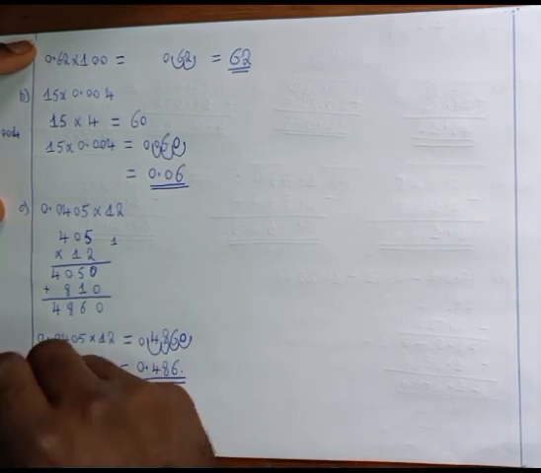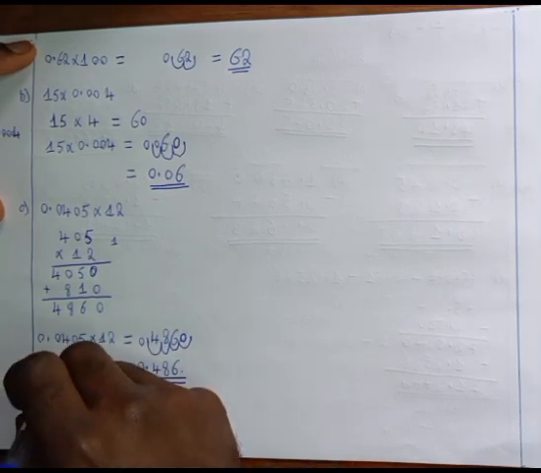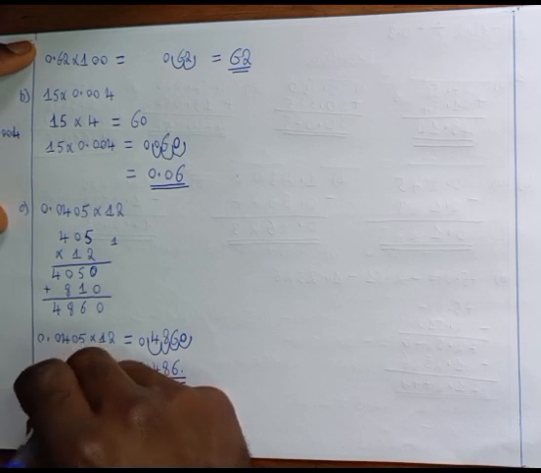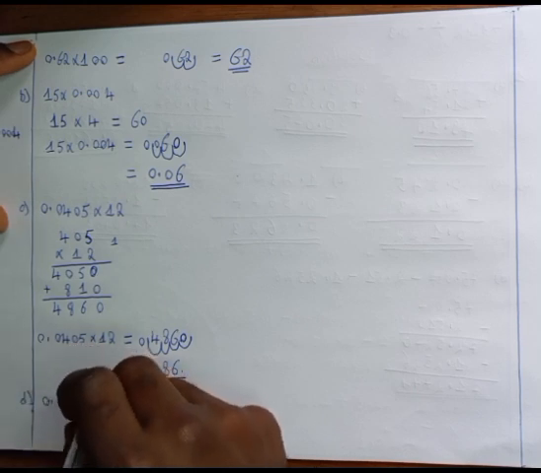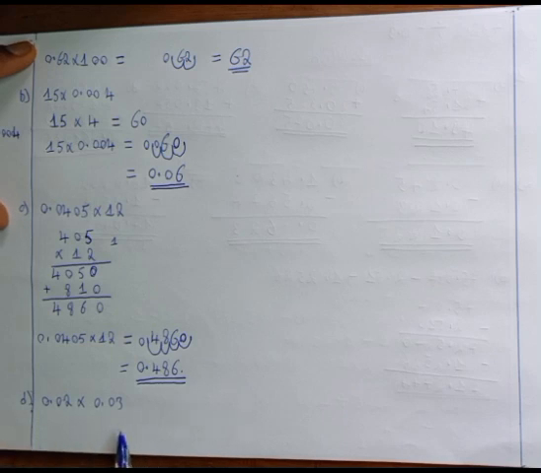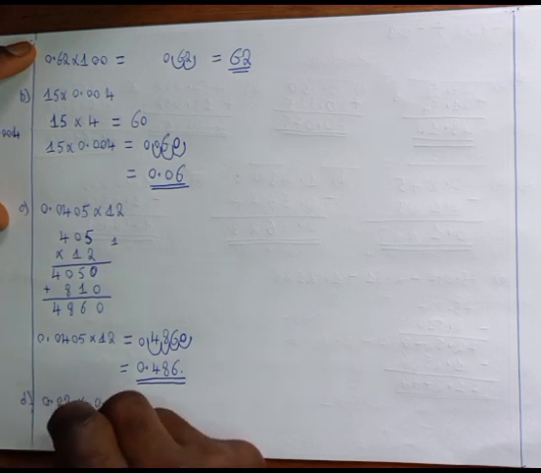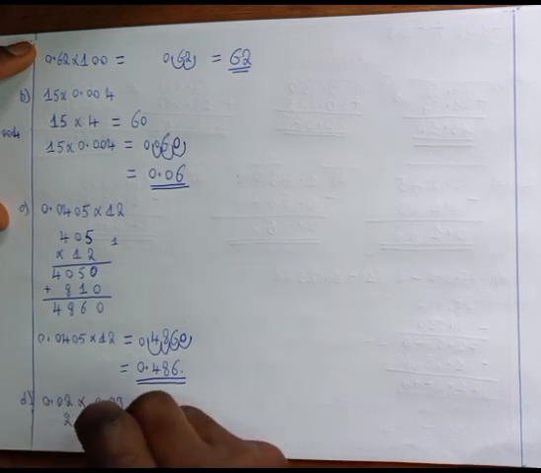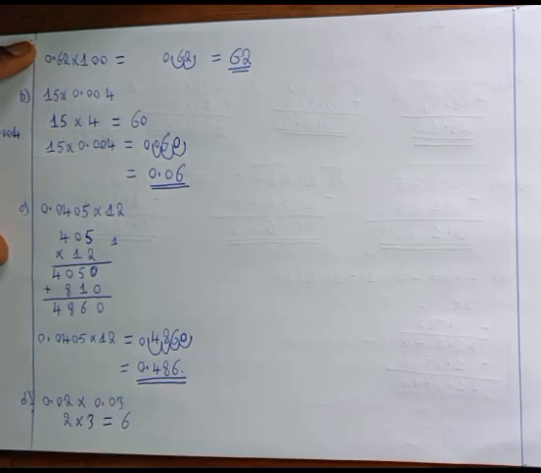Move now to the next question. Question D. We have 0.02 times 0.03. We count the total number of decimal places in the two numbers. We have 1, 2, 3, 4. Next, we are going to assume the two numbers are whole numbers. So this will give us 2 times 3, which is equal to 6.